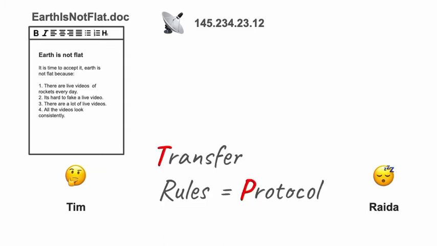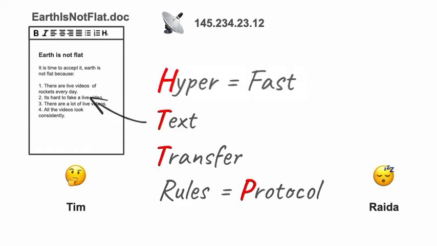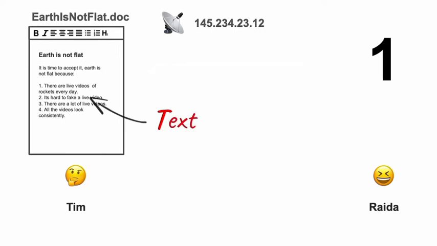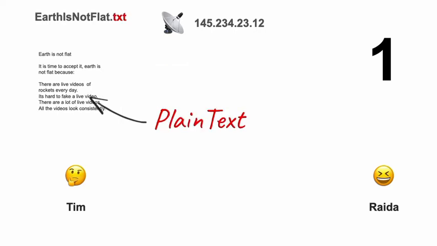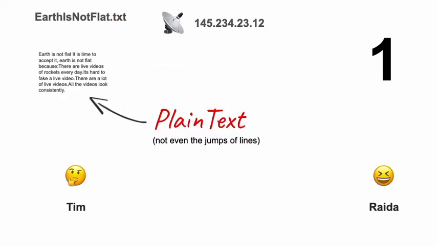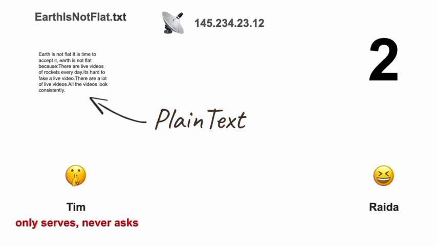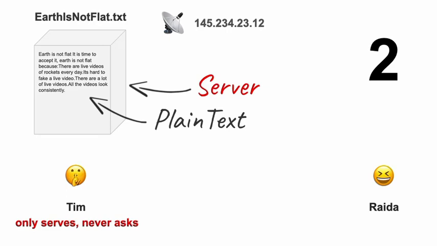There has to be some rules to transfer text really fast. Raida is now excited. Rule number 1, there can only be plain text. No room for formatting, not even the jumps at the end of the lines. Rule number 2, Tim's computer only serves, never asks.